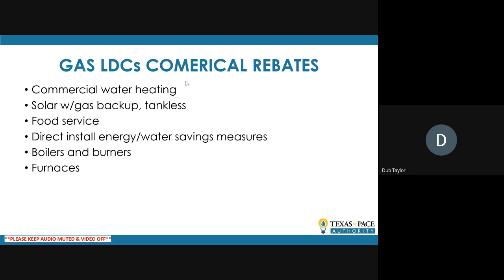Boilers, boiler improvements, burner improvements, and then furnaces. We don't have a big heating load in Texas, so there's not a whole lot of focus on the heating incentives the way that we see with electric utilities and air conditioning, but there are some incentives there as well.